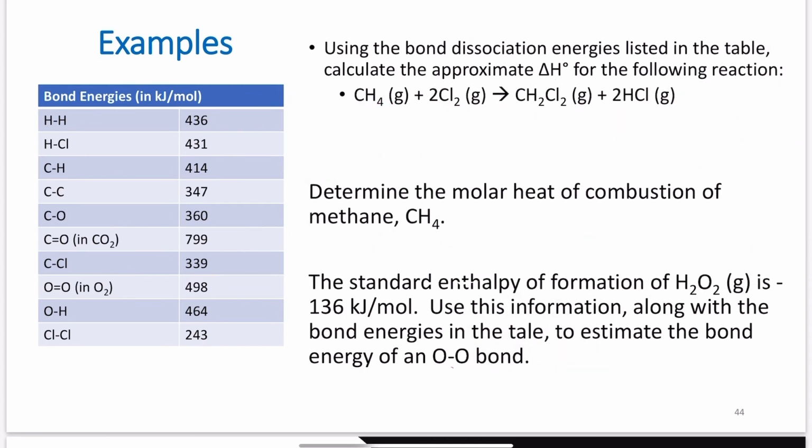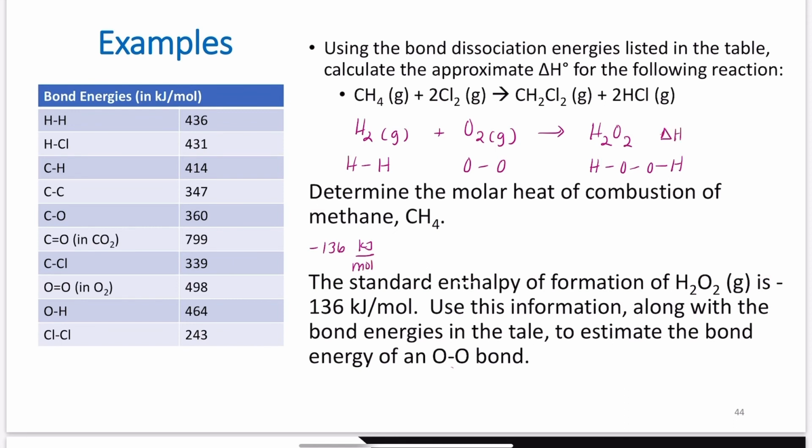So, I'm saying that I've got H2 plus O2 giving me H2O2. H2 looks like this, O2 looks like this, and H2O2, hydrogen peroxide, looks like this. I know that negative 136 kilojoules per mole of peroxide, so delta H reaction is negative 136 kilojoules. That's what it's telling me.